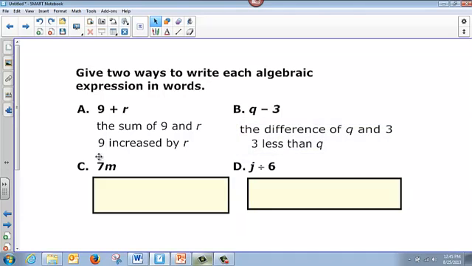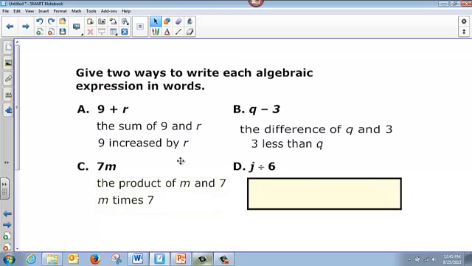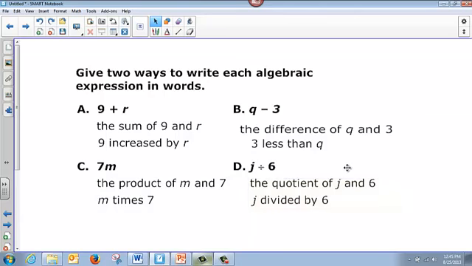This 7m, anytime there is a constant and a variable that follows it, that means multiplication. Okay, there's many different ways to write multiplication, and this is the most common when we're talking about multiplying a number and a variable. So 7m means 7 times m, or the product of 7 and m, or 7 groups of m. And then we have j divided by 6, or the quotient. Quotient is the most common description of a division problem. J divided by 6 could be the quotient of j and 6. Any of those would work, and you need to be able to give at least 2 ways for each algebraic expression.